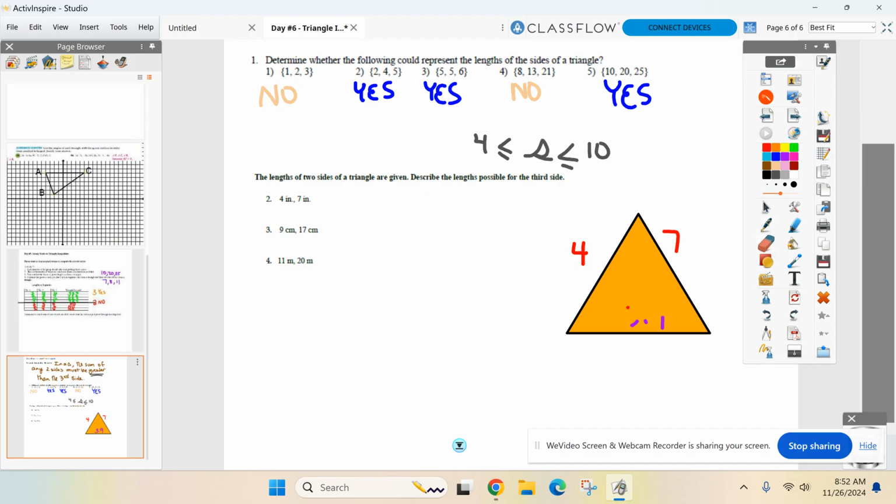All right, hold on. I'm still not done. Tell me if this could be a side. How about 10.1? Could 10.1 be a side? 4 plus 7 bigger than 10.1? Is 10.1 part of our inequality or not? Nope. All right, well, I hate to break it to you, that's not going to work.